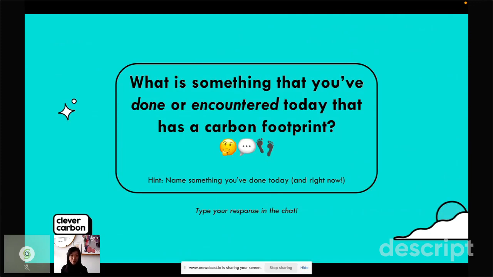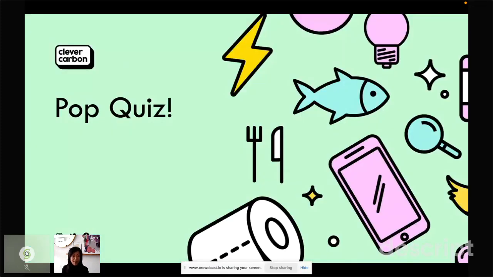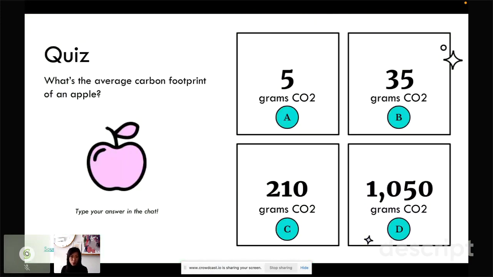And I'm glad everyone is in the chat now, because this is setting us up for our next section, which is a pop quiz. And I want everyone to participate in this, okay? Now, if you were paying attention to a few of the things that I read out before, you might be able to answer this question. What do you think the average carbon footprint of an apple is? Is it A, B, C, or D? Let's see what people think in the chat.